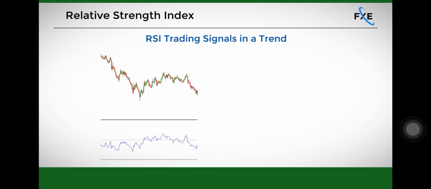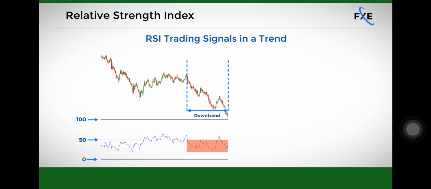A more robust method of using the RSI in a trend is waiting for the RSI to cross the 50 level during a trend and then crossing back in the trend's direction. You can see in the chart on the screen that there is a series of lower peaks and lower troughs confirming a downtrend. The RSI then crosses above the 50 level, only to come back down not long after. The trade can be placed in the direction of the trend once the RSI closes below the 50 level.